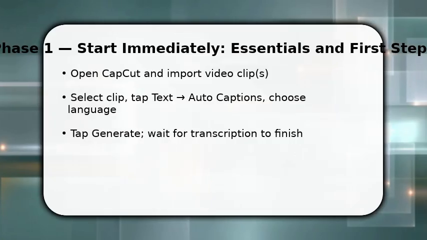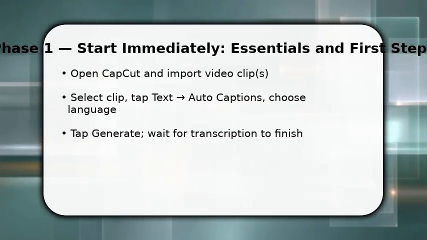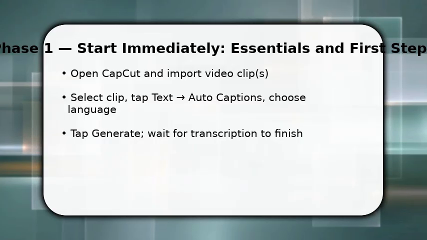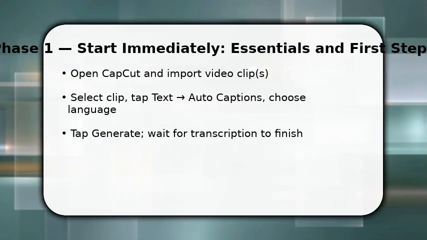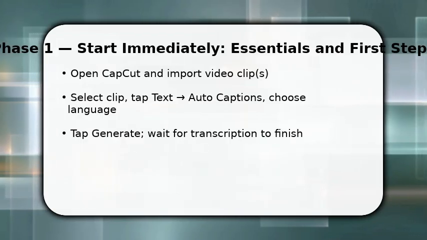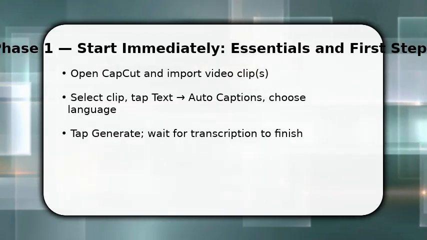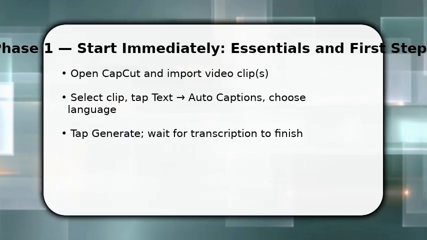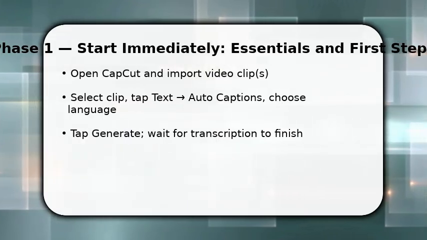You begin by importing your video into CapCut and selecting the timeline clip you want subtitled. Next, tap Text, then Auto Captions and choose the spoken language. This tells the engine what to expect. Once done, press Generate and let CapCut transcribe the audio. This is faster with clear speech.